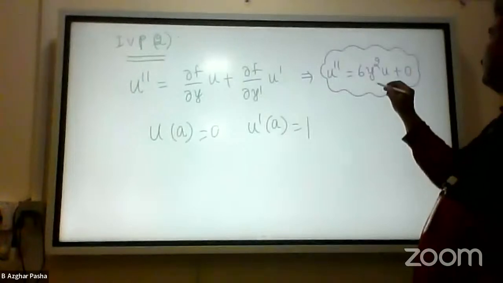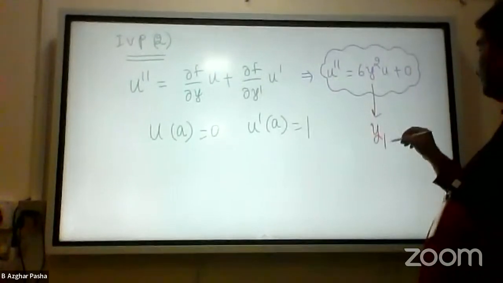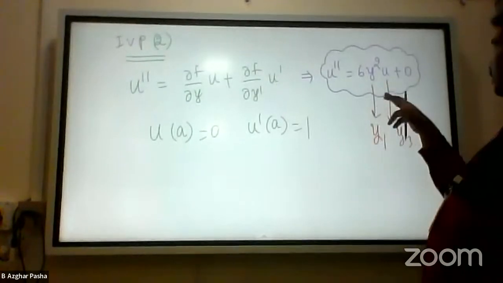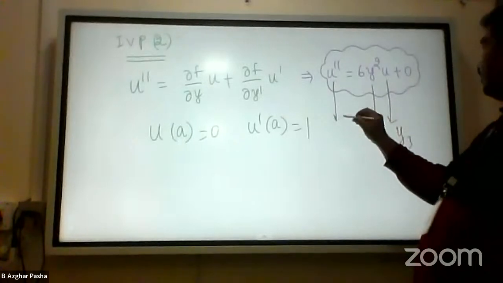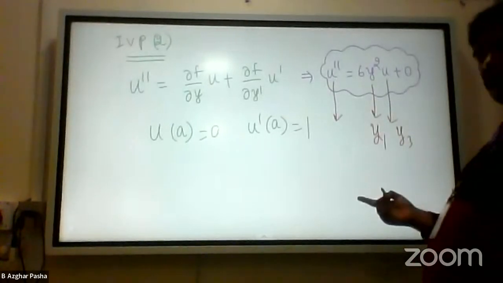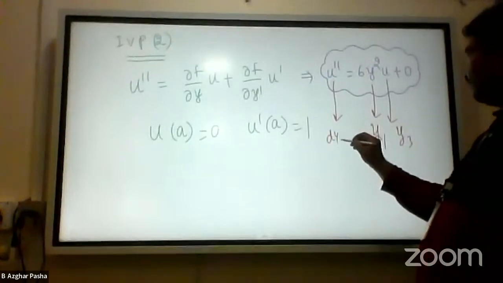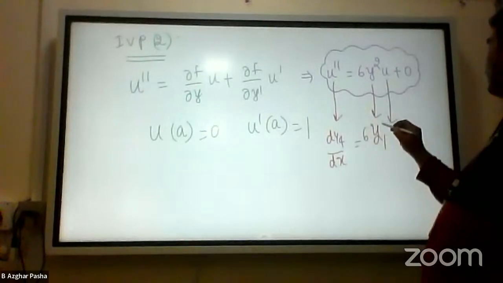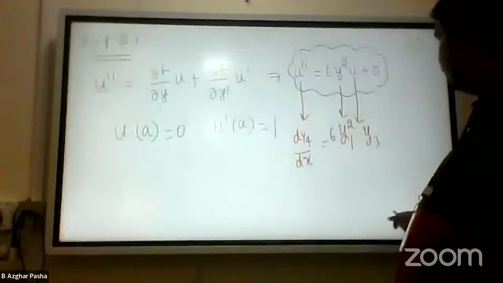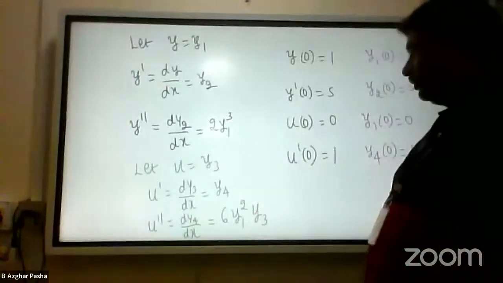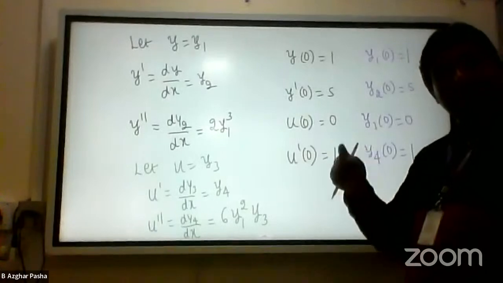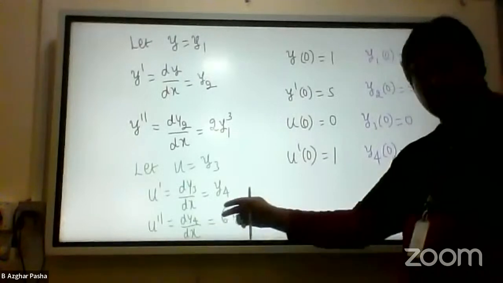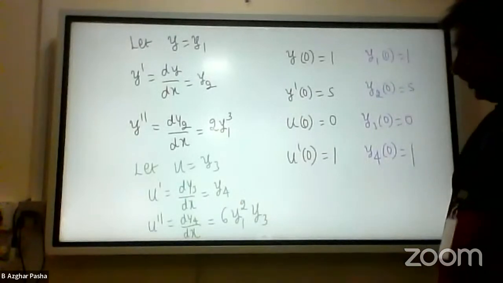Here y is y1, u is y3. I have started u from y3, right? So in terms of y, this u double dash, where u is y3, is dy4 by dx, equal to 6y1 square into y3. This is what I have written. So everything is in terms of y now: y1, y2, y3, y4, y5. Y5 I have not defined. I am not denoting dy4 by dx.